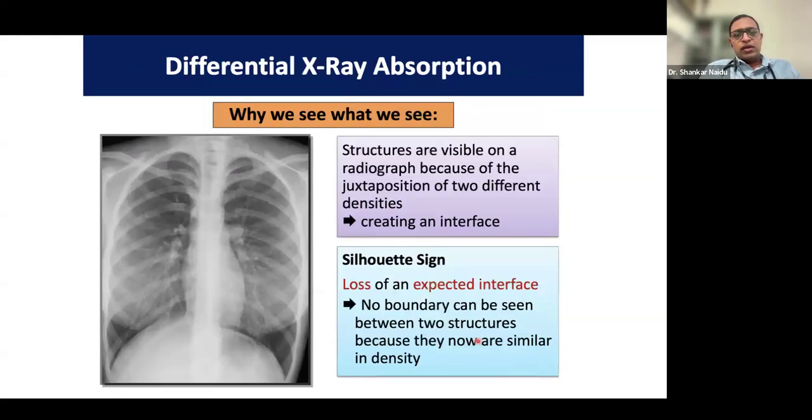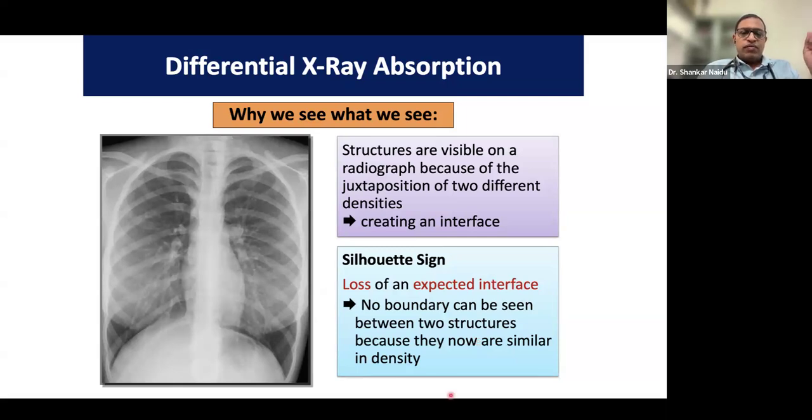We see this because of the interface between the various structures. There is a difference in the absorption rates of these X-ray photons, so different structures appear in different densities. That is why we are able to visualize the various structures in the thoracic cavity.